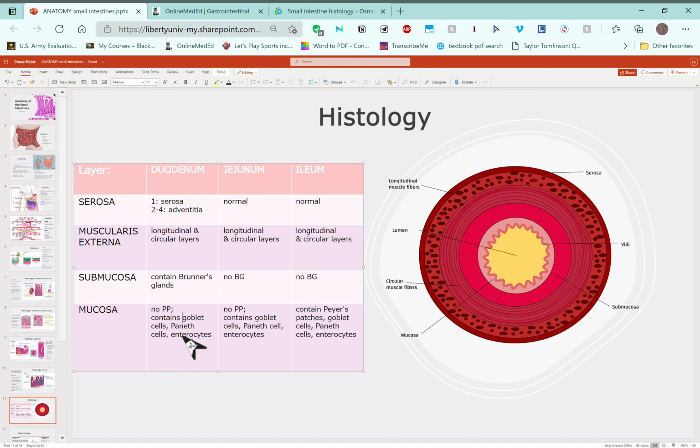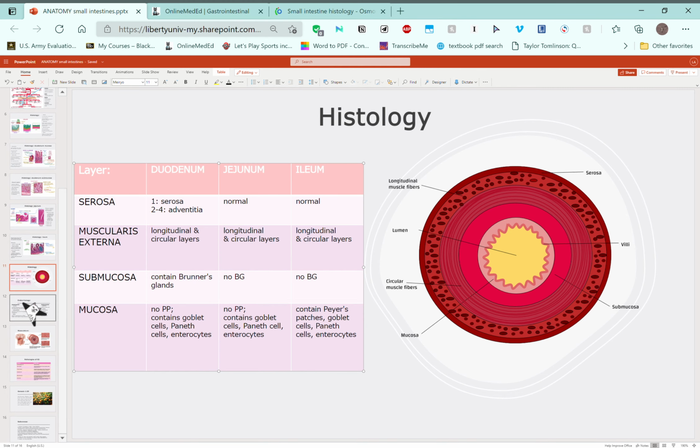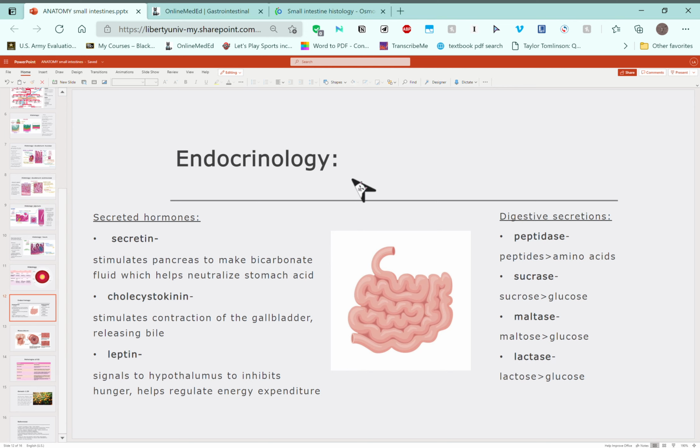All of these different areas of the small intestines will contain those goblet cells secreting mucus, the Paneth cells of the innate immune system, and the enterocytes carrying out digestive secretions into the lumen. Just brushing on the endocrinology of the small intestines, we'll see that there are some secreted hormones and some digestive secretions. Regarding the hormones, we'll have secretin, which stimulates the pancreas to make this fluid that helps neutralize the stomach acid. We touched on that earlier with the duodenum.